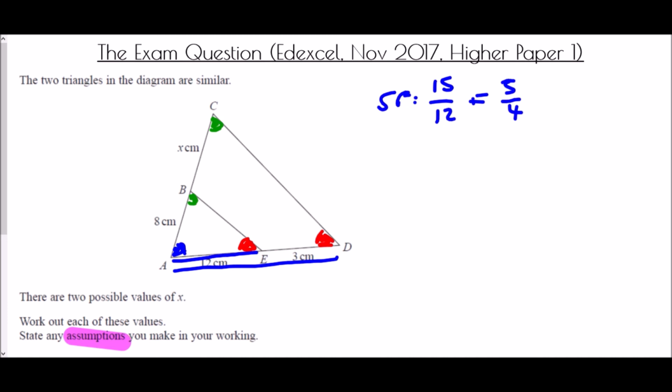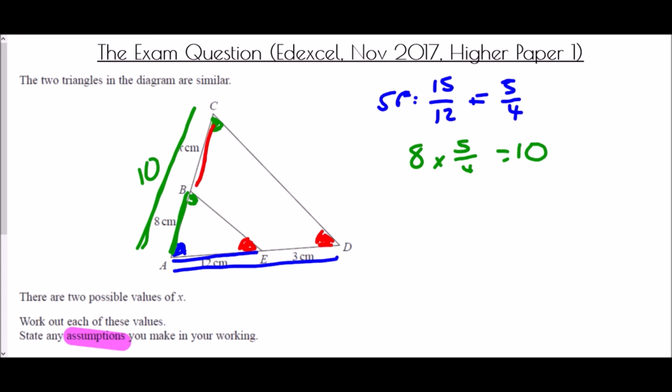And so if we use the scale factor with the other side of it, we can say that 8 would correspond with AC, and so the total length would be 8 times 5 over 4. 8 times 5 is 40, divided by 4 is 10, so that would be the entire length at 10 centimetres, but we only want to find x, and so we need to take away the 8 centimetres here. 10 take away 8 is 2. So the first possible value of x would be 2 centimetres.